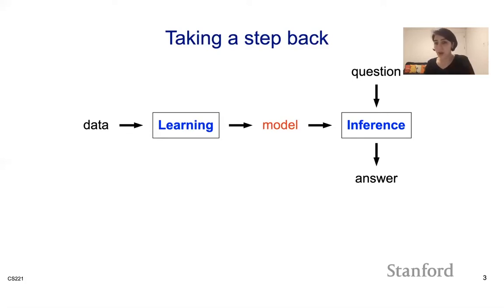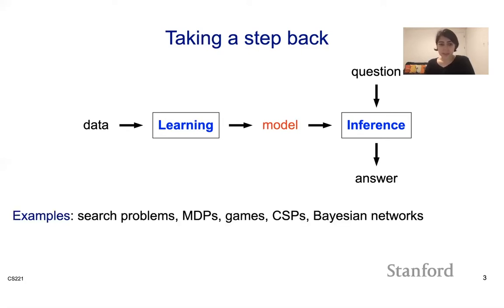Once we have a model, once we have an MDP or a search problem, we can basically ask questions, and that's inference, right? We can ask questions and infer an answer, and that allows us to think about different types of inference algorithms. Examples of that: we talked about search problems, where the inference problem we were thinking about was finding a minimum cost path. Or in MDPs or games, we were thinking about maximum value policies.